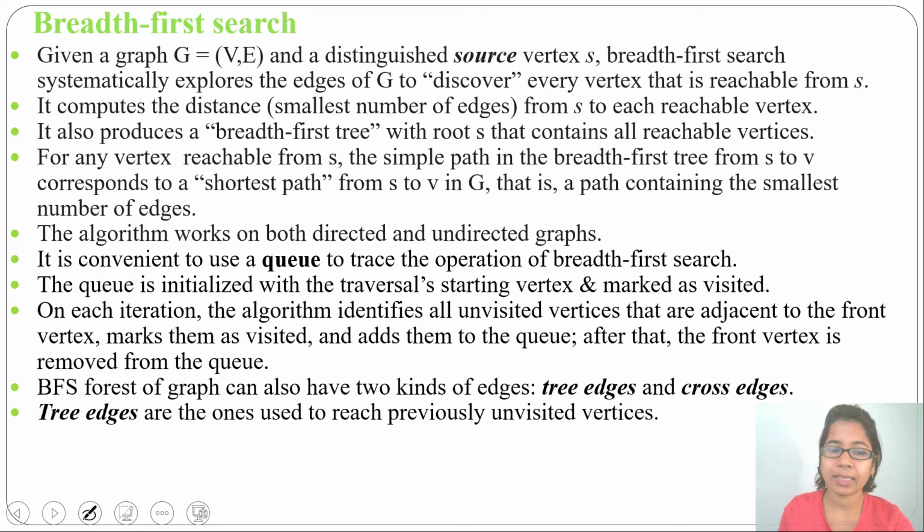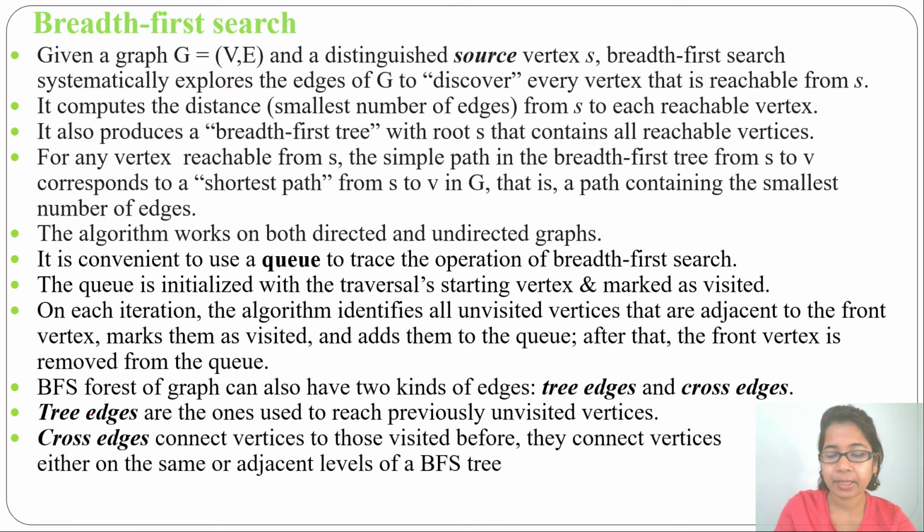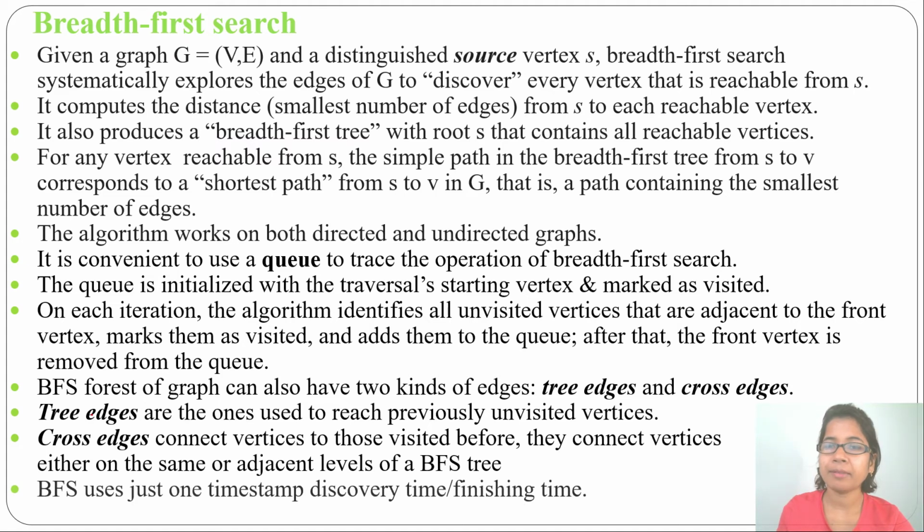Tree edges are the same as DFS tree edges. These are the ones used to reach a previously unvisited vertex, and cross edges connect vertices either on the same or adjacent level of the BFS tree. With an example, you can understand that the meanings of tree edges and cross edges are the same as in the DFS forest. And BFS uses just one timestamp, that is discovery time or finishing time.